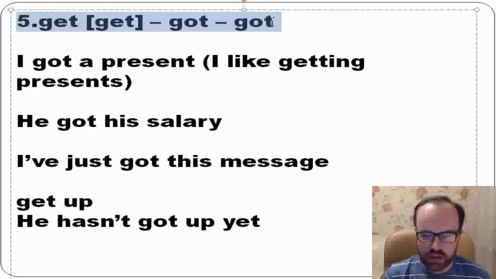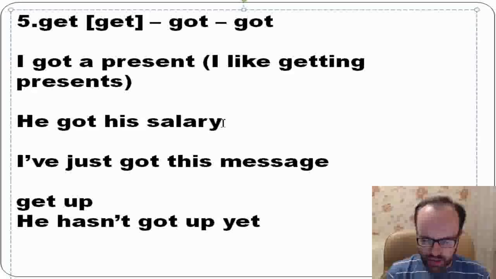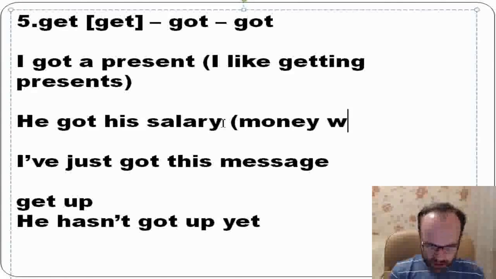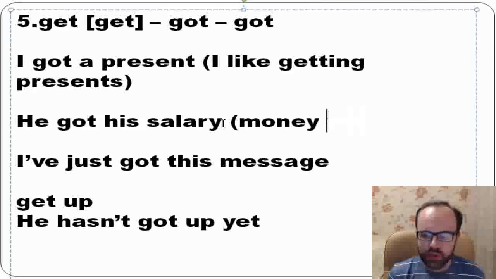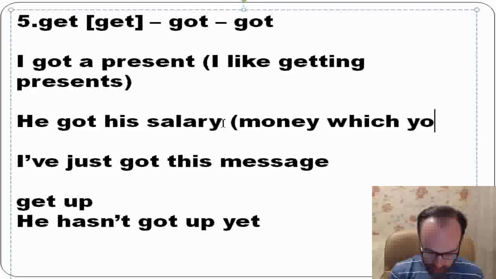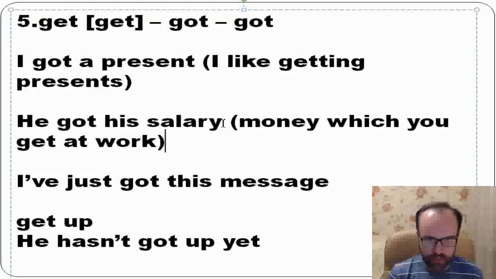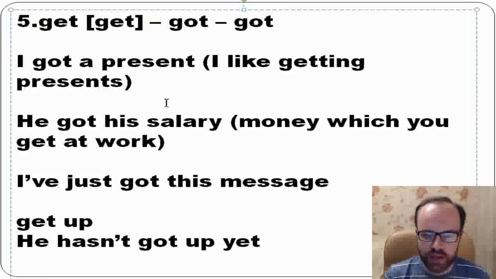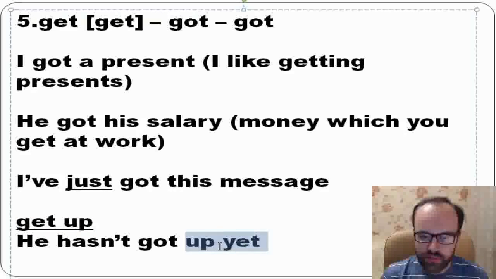Get, got. I got a present. Really? I like getting presents. And you? He got his salary. Salary means money which you get at work. So it's called salary. He got his salary. I've just got this message, and you see a phrasal verb, get up. He hasn't got up yet. So, you know that we have present perfect because of yet. We put it at the end of the sentence.